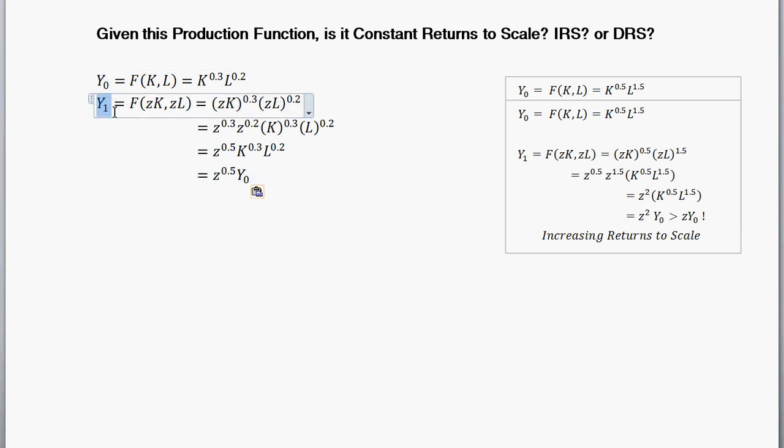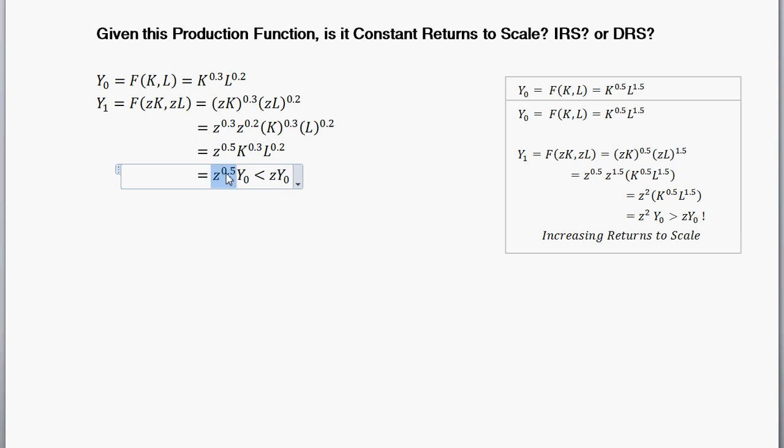So our new output, given that we increased all the inputs by this constant proportional change, the scaling factor, is z raised to the 1/2 times the initial level of output. So is that greater than just z times the initial level? Or is it equal to? Or is it greater than? Well, this is less than.